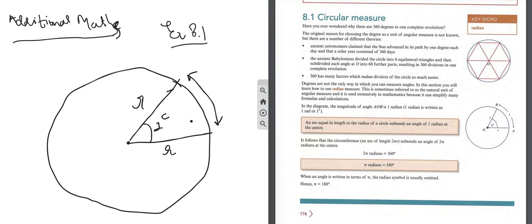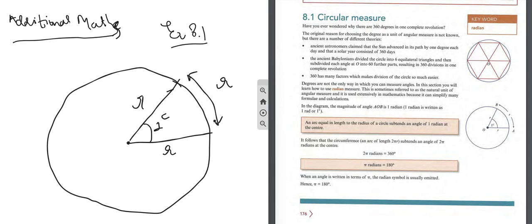Now, what they're trying to say in this sentence is that an arc equal in length to the radius. So if the radius is represented by r, that means the arc is also r. An arc equal in length to the radius of a circle will subtend an angle of 1 radian at the center. So if you have an arc equal to the length of the radius, then the angle made will be 1 radian at the center.